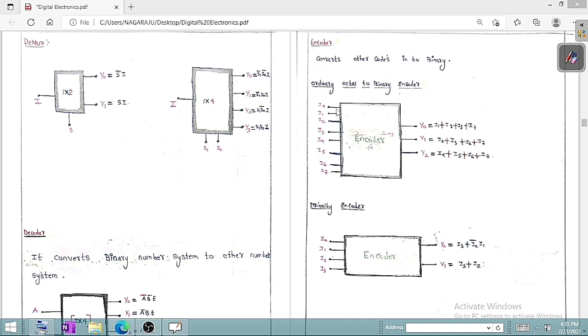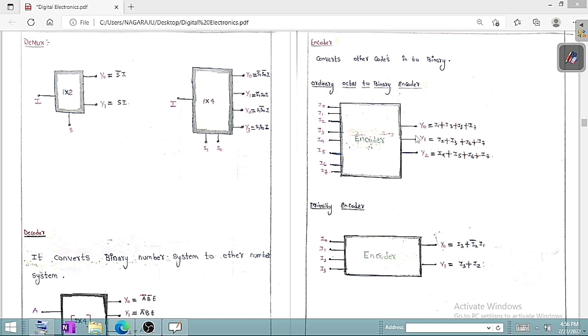If any of these lines is activated, we get the corresponding output expression. Suppose 0 is activated, then the output is 0, 0, 0. If 1 is activated, 0, 0, 1. Basically, Y0 is the LSB and Y2 is the MSB, so you have to write in the reverse fashion. For 0, it is 0, 0, 0. For 1, 0, 0, 1. For 2, 0, 1, 0. For 3, 0, 1, 1. For 4, 1, 0, 0. For 5, 1, 0, 1. For 6, 1, 1, 0. For 7, 1, 1, 1.